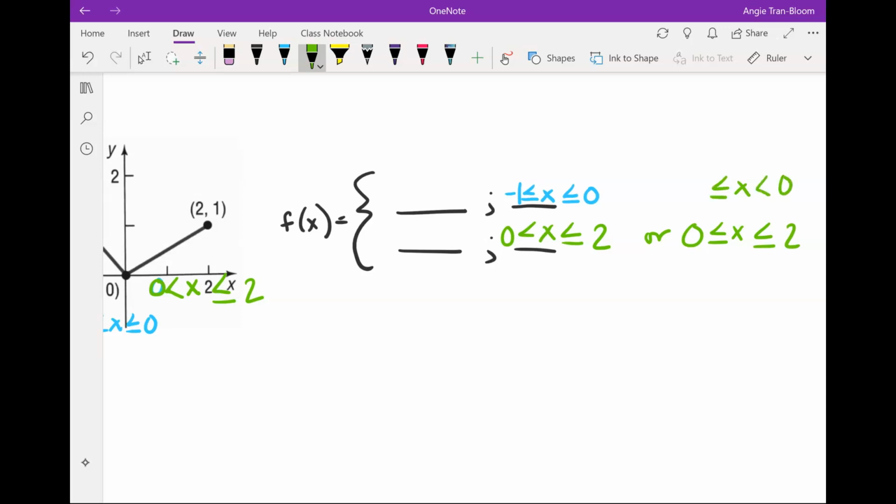What's the reason behind not being able to have equals on both? Why? Because then you would agree they're not a function anymore, okay? So pick one or the other.